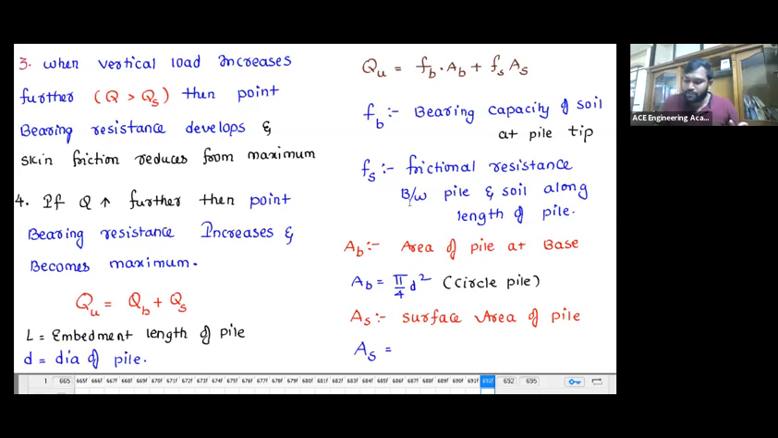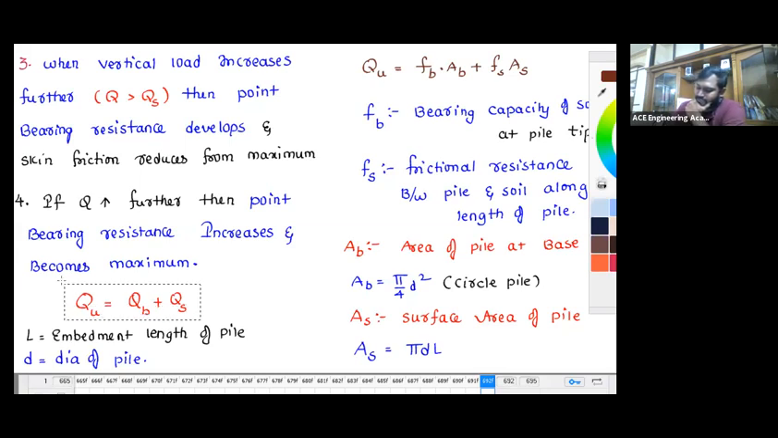What does it mean by surface area? Perimeter into length. Pi dl. And if it is a square, then 4 times of the side. So perimeter into length, that is nothing but 4 times of side, 4 dl. Yes. So basically, we generally go for mostly the circular pile only. So you don't need to worry about the square pile.